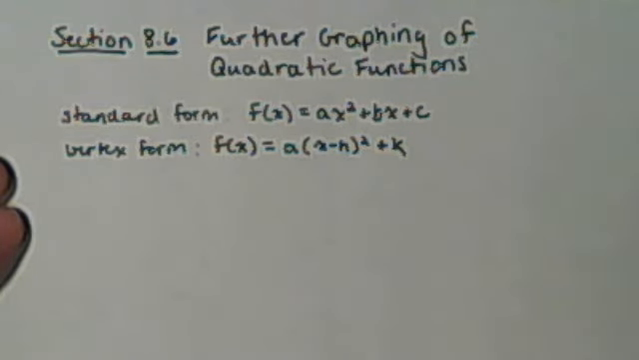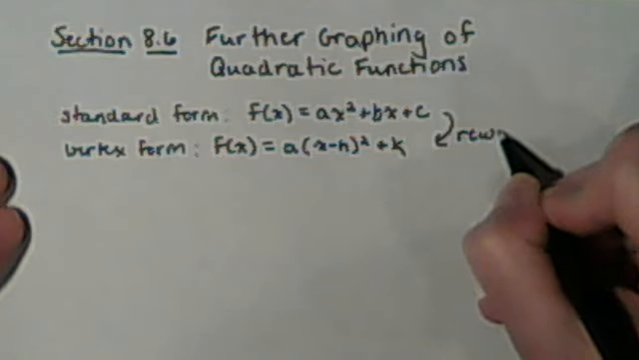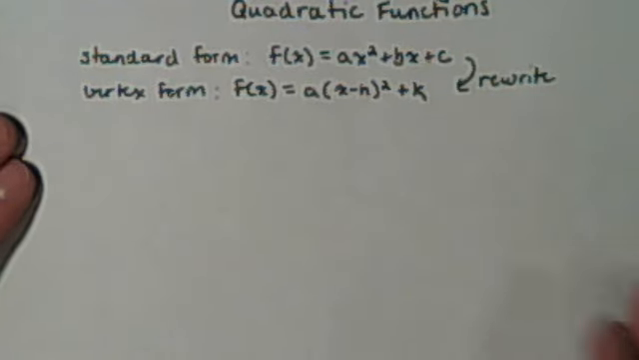Now we're going to use the same ideas that we used when we solved a quadratic equation, and we used the technique of completing the square in order to solve the equation. But this time we're going to use it to be able to rewrite one form into the other. So let's start with an example.